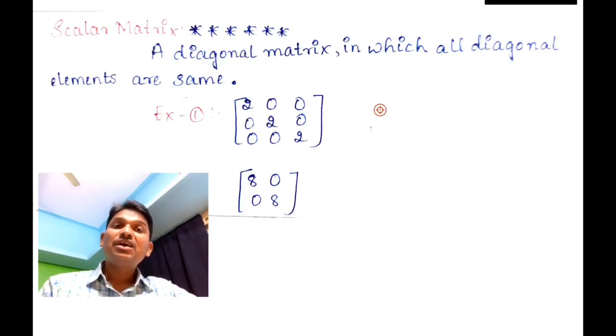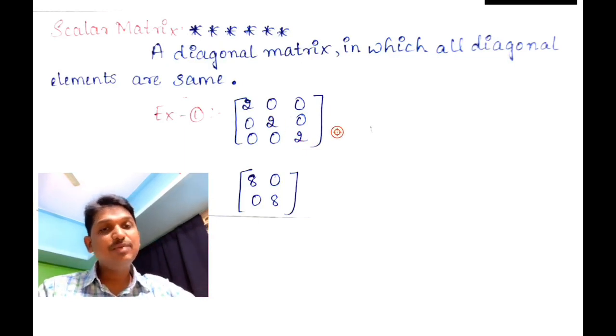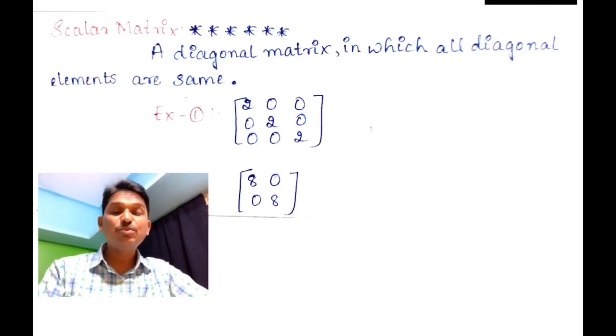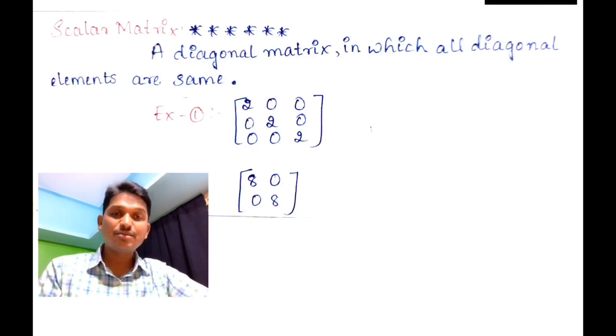And a diagonal matrix in which all diagonal elements, you see, what are the diagonal elements? 2, 2, 2 is there. So this is the example for scalar matrix. You see, is it a diagonal matrix? All non-diagonal elements are 0. Yes, it is a diagonal matrix. What about diagonal elements? All diagonal elements are same. Yes. So this is the example for scalar matrix. I hope you are understanding, right? Good. So two important definitions you learned. What are those two important definitions? One is diagonal matrix, other is scalar matrix.